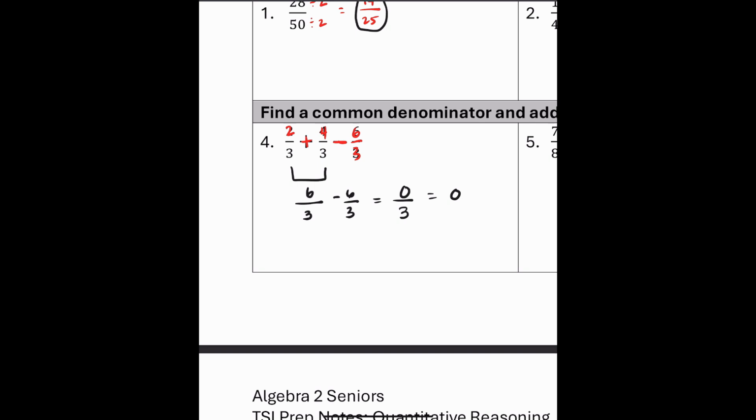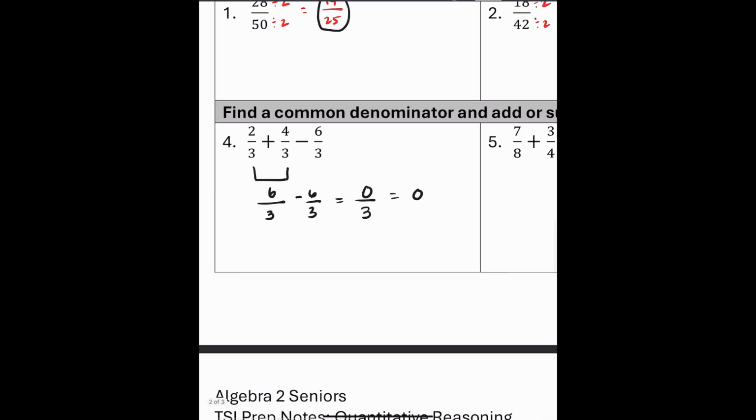Now, you might be wondering, if we erase the red, could I do 4/3 minus 6/3 before I add 2/3? Well, no, remember your order of operations, it's addition or subtraction, whatever appears on the left. That's the thing that we were talking about at the beginning of the semester. So remember your order of operations. In this case, I was doing 2/3 plus 4/3 first before I subtracted.